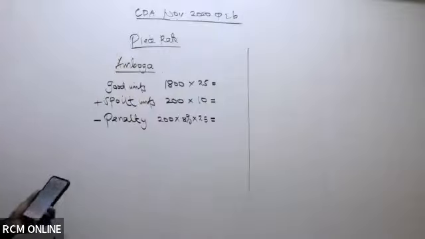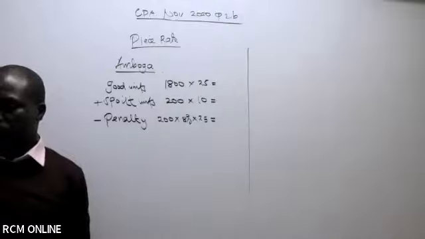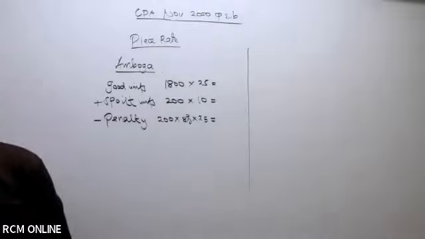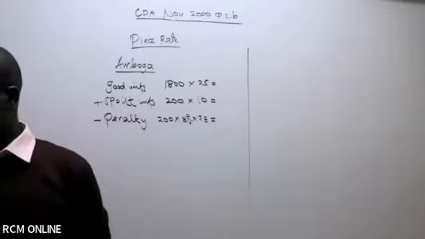Please go ahead and give me the answers here. So 1,800 by 25 is how much? 1,800 by 25 is how much? 1,000.